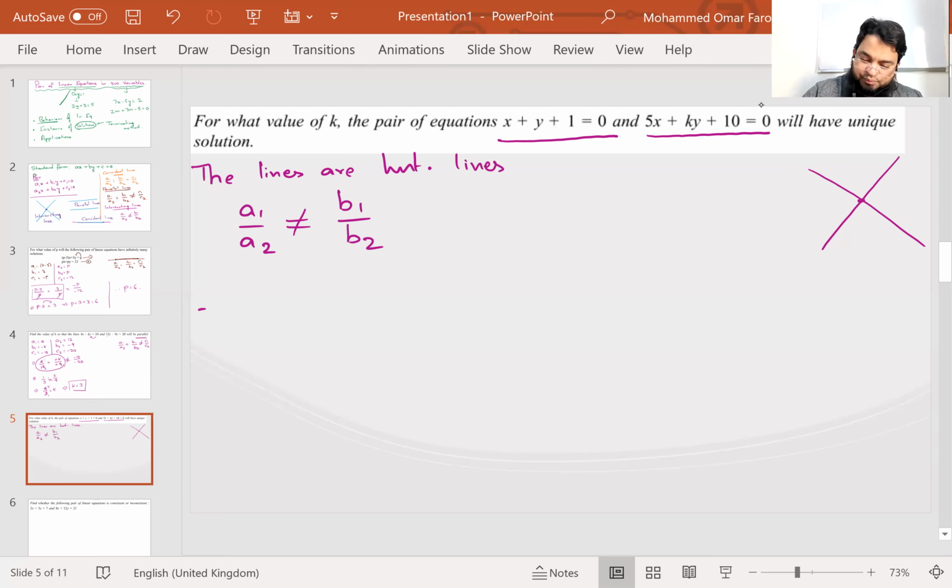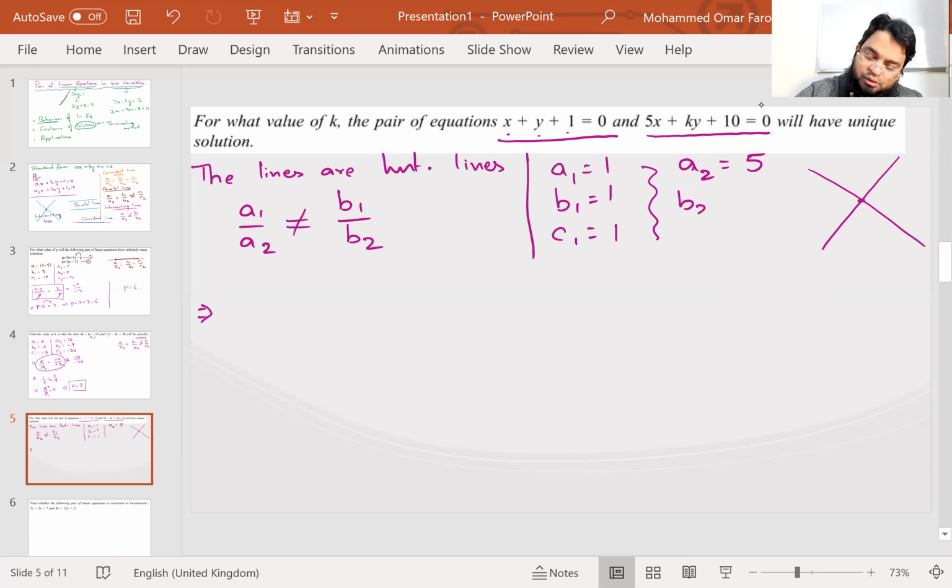So here A1 is equal to 1, B1 is equal to the coefficient of y, which is 1, C1 is equal to 1, and A2 equals 5. B2 equals the coefficient of y, that is equal to k. C2 equals 10, but we need only A1, A2, B1, B2. Let us substitute: A1 by A2, 1 by 5, is not equal to B1 by B2, 1 by k. Now let us transpose. Is it right?